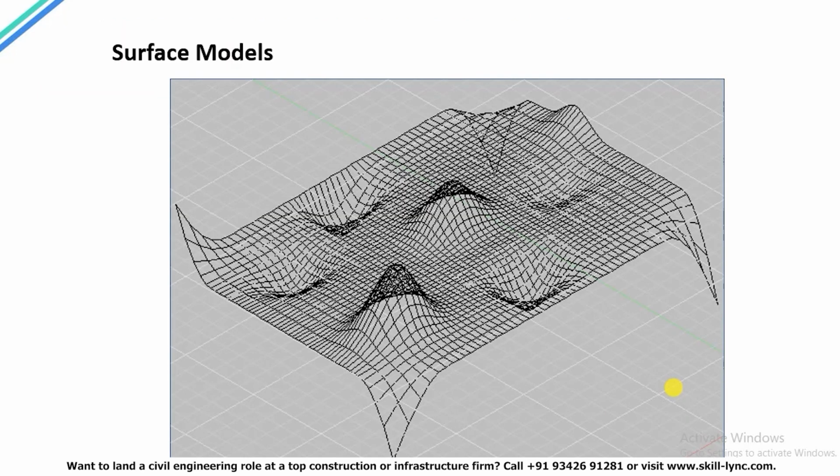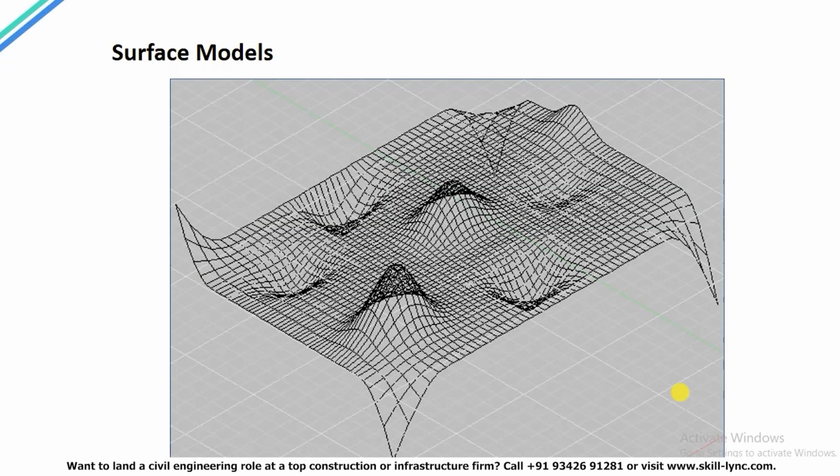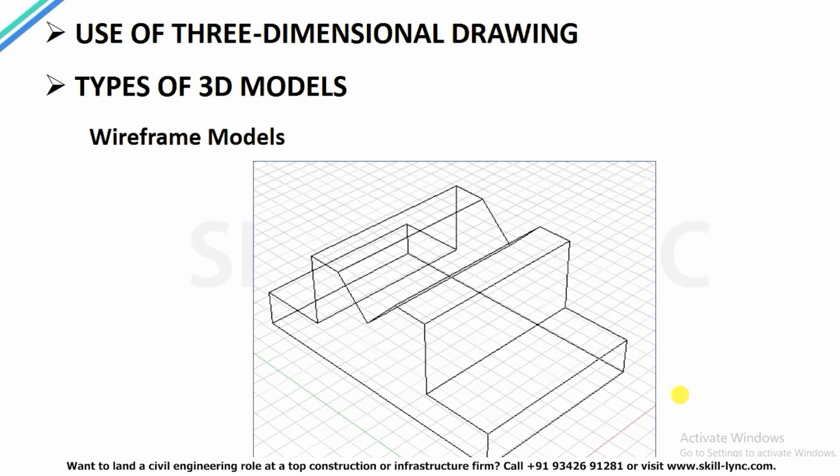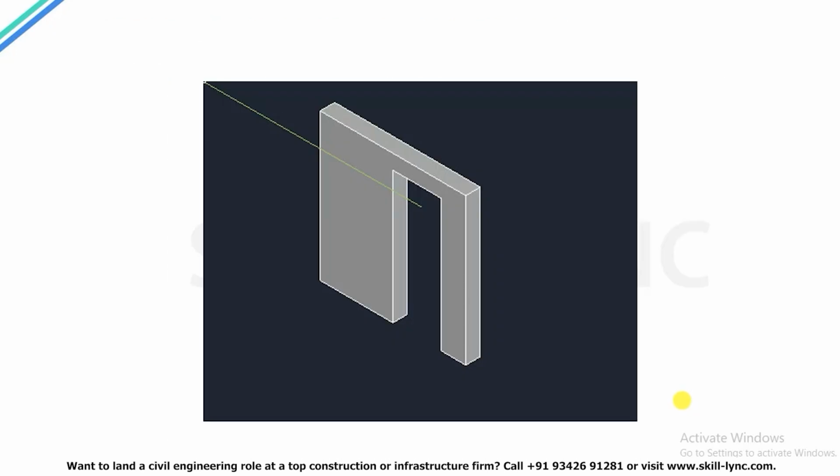Then we have the surface model, that is the mesh model. The surface model is basically created of various lines. When lines are joined together, they make surfaces. And then the actual model is the 3D solid model, which is basically a solid having mass. So the three classifications of models that you can see here are the wireframe model, the surface model, and the solid model that you can see on the screen.